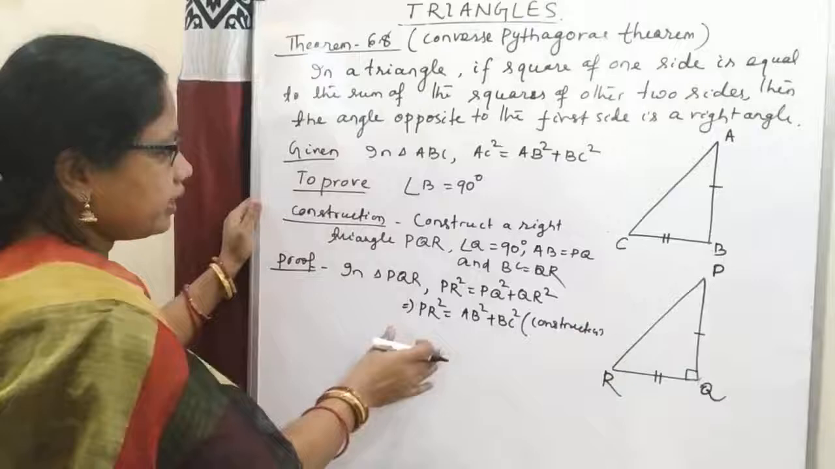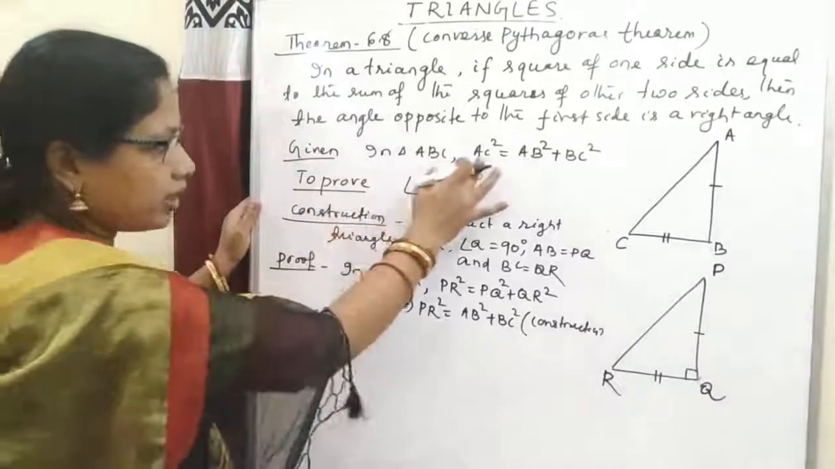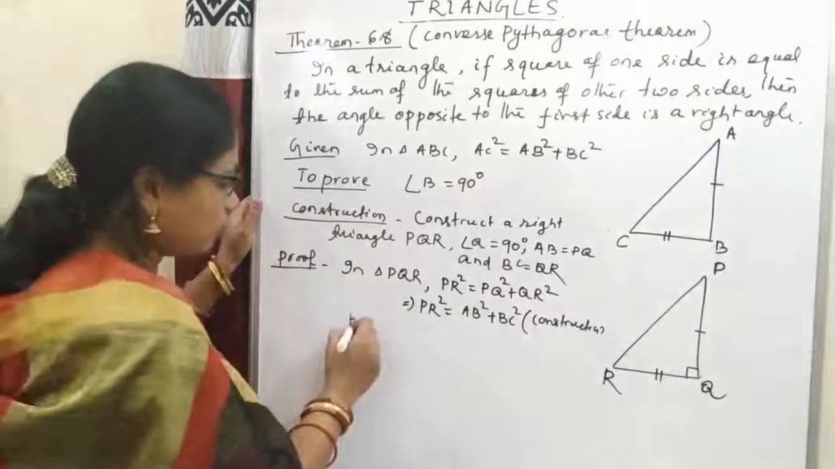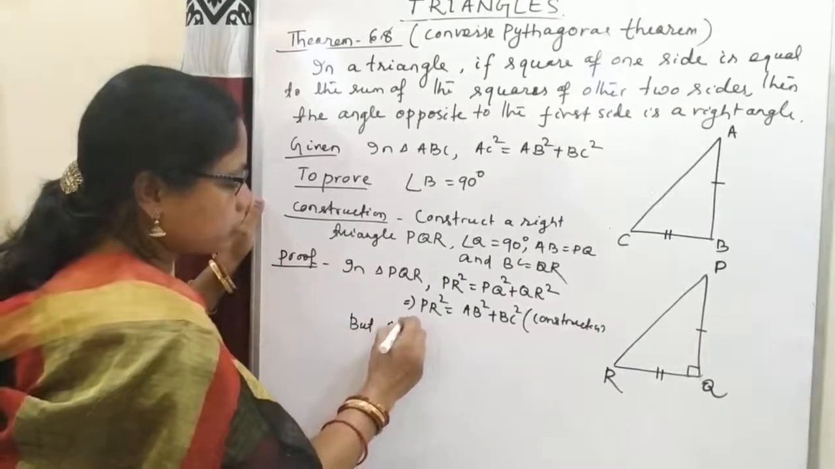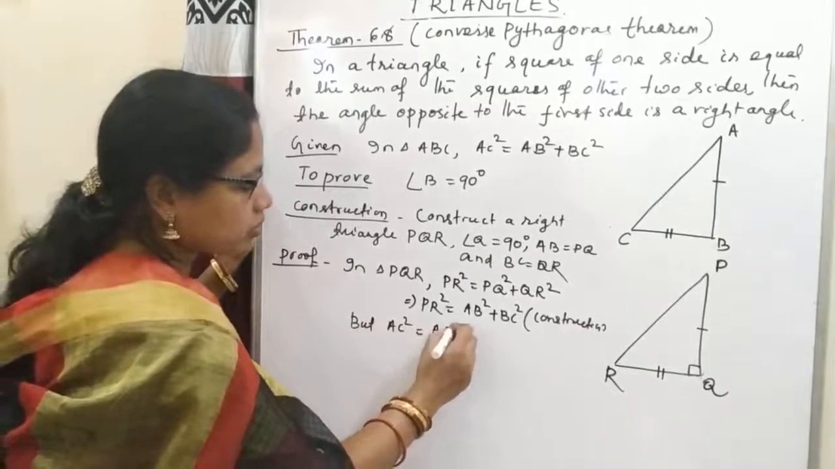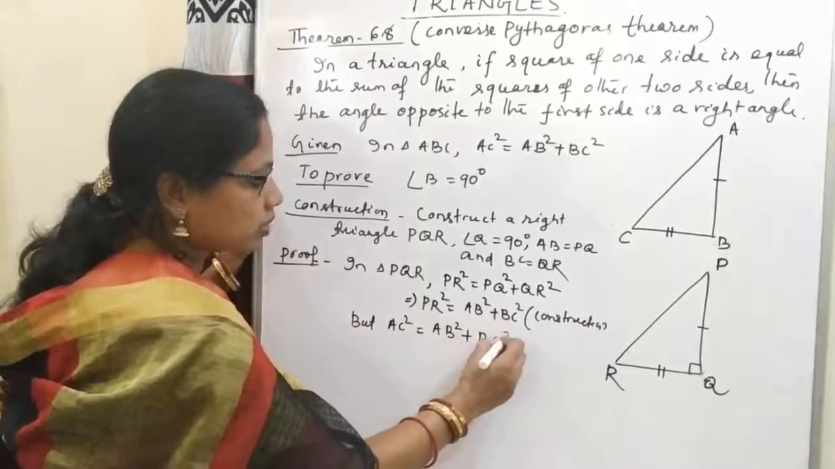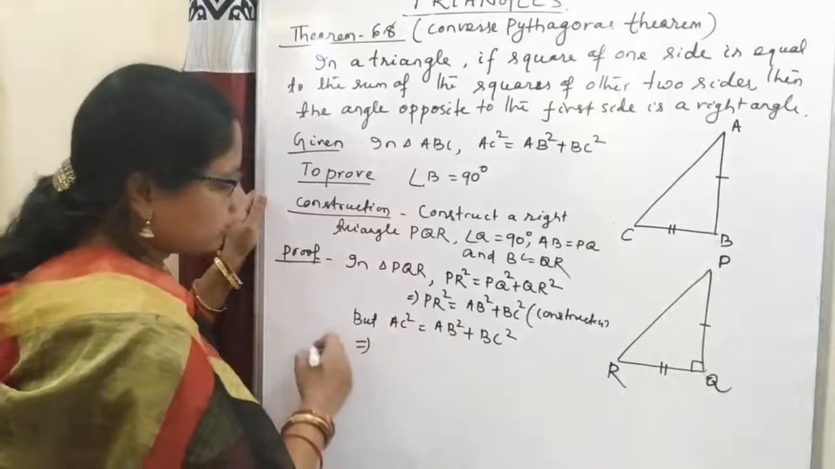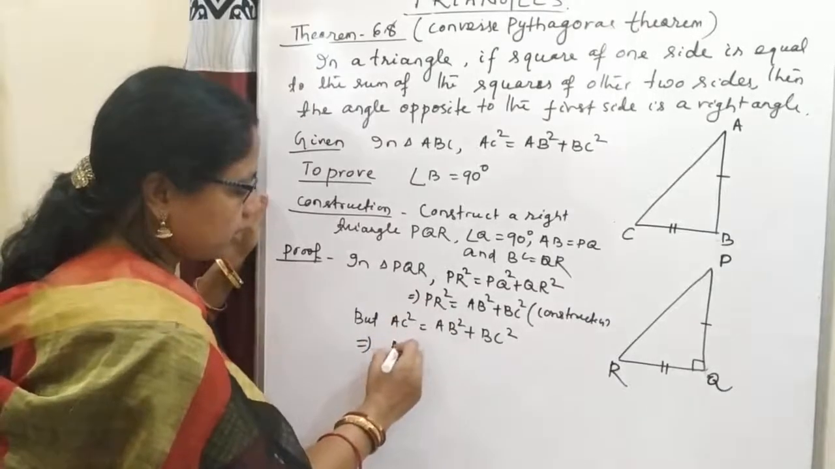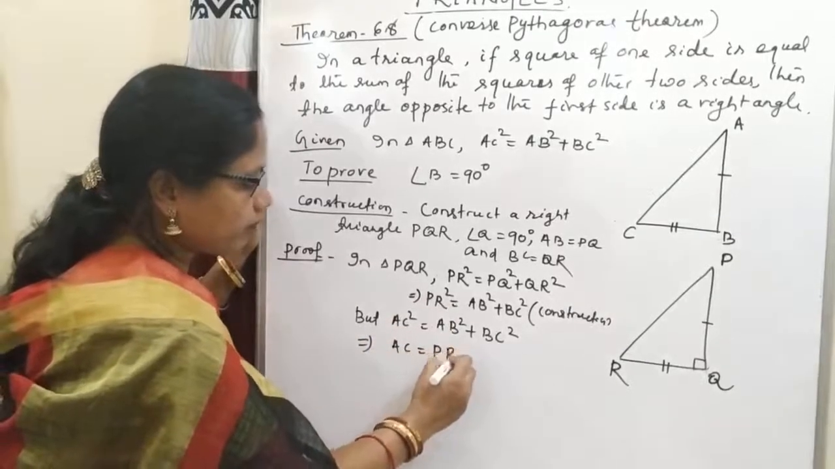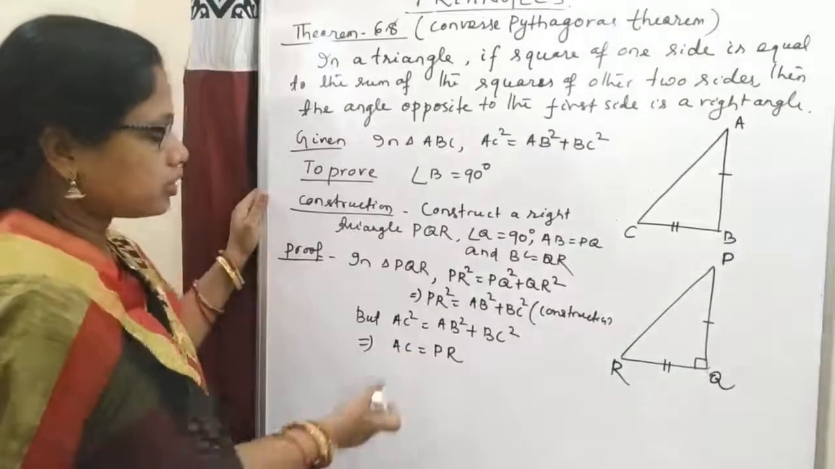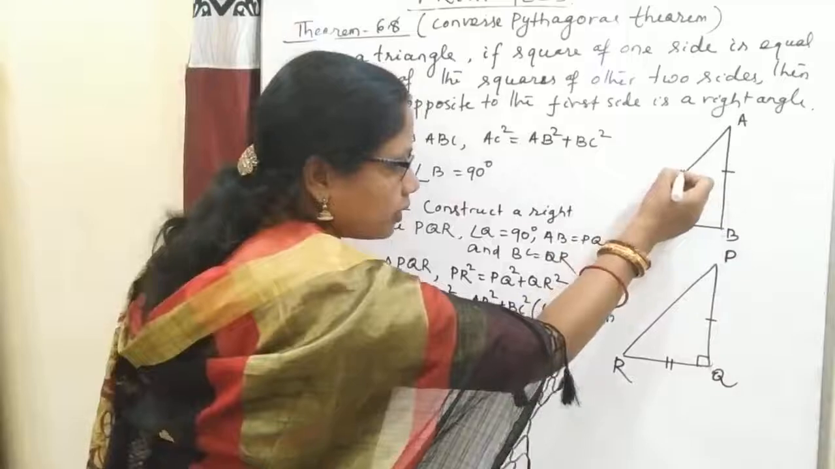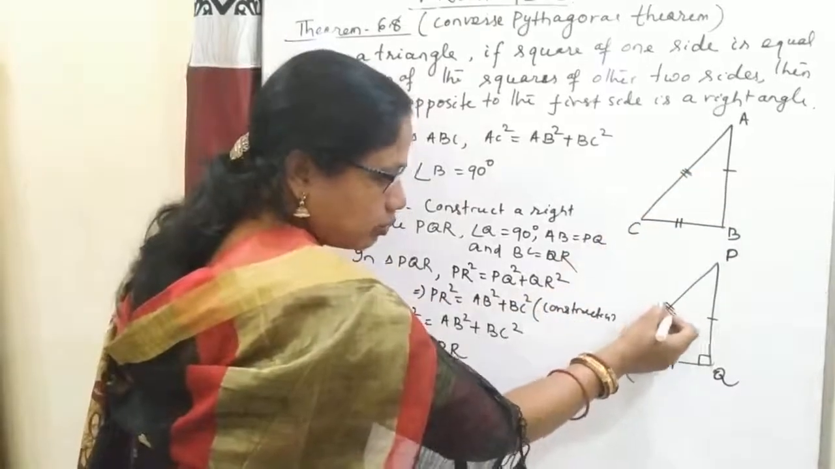But it is given that, what is given here? AC square is equal to AB square plus BC square. So from these above two statements, we conclude that AC square is equal to PR square. So this implies AC is equal to PR. We have proved here AC is equal to PR.